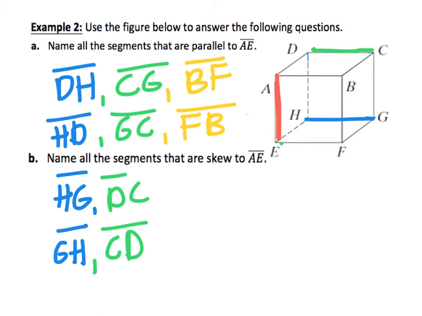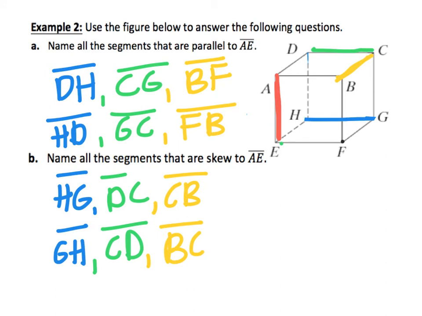I think there's 2 more that are skew. My next option is going to be CB. Again, this one's going to run forever and ever. It looks like they cross here, but they don't actually, because CB, that yellow line, is just in front of your red one. So my next option would be CB, or BC.